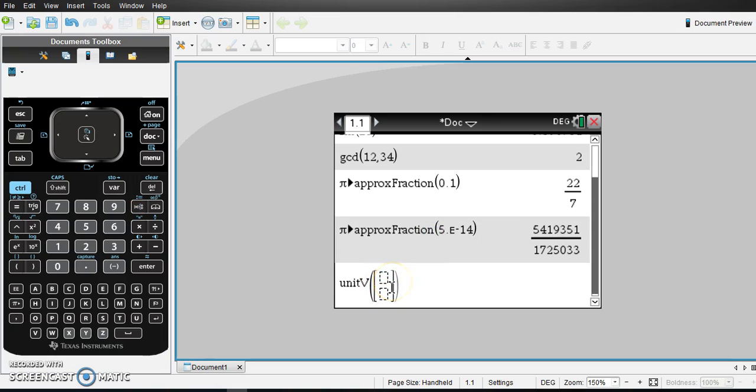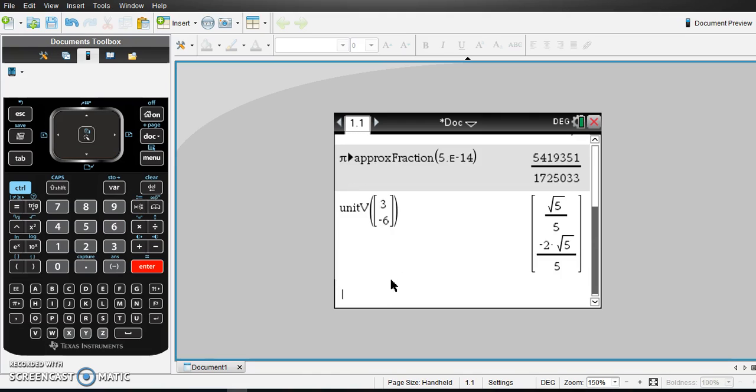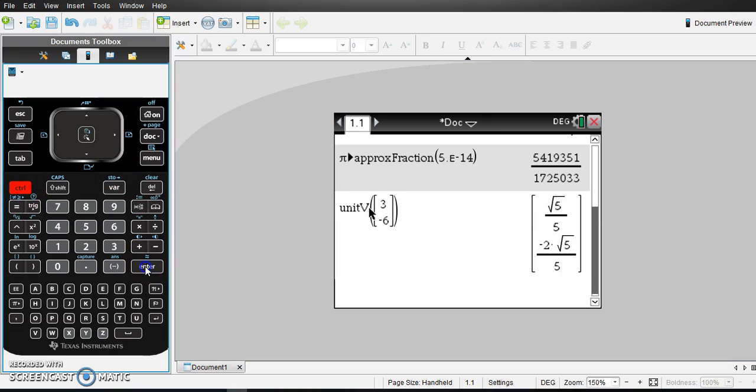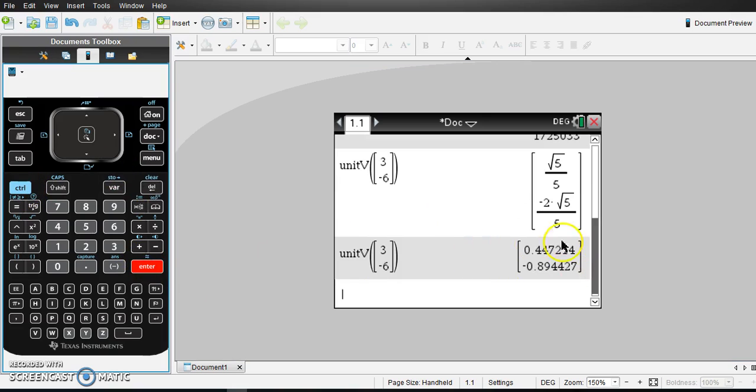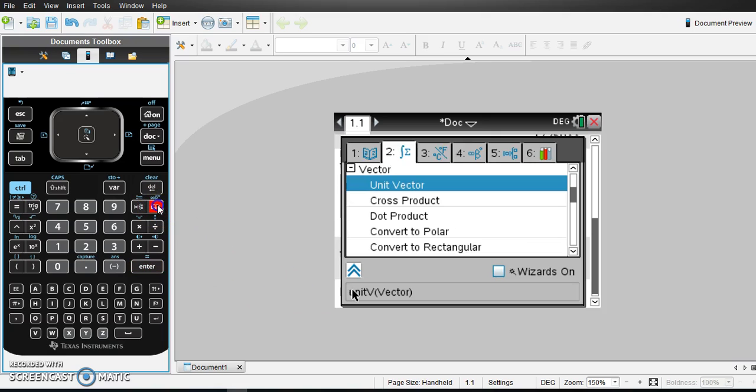So if I took the vector 3, -6, and pressed enter, then the calculator returns the unit vector of 3, -6. Of course it returns it to us with square roots in it, because it returns a precise result. If you wanted it as a decimal, then control enter, of course, would then return it as a decimal number.